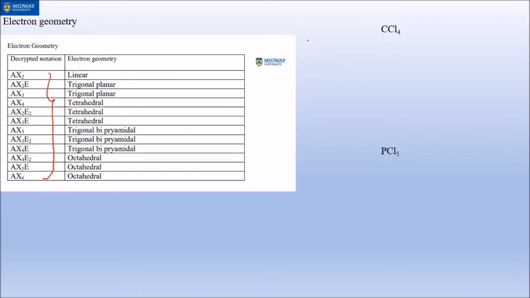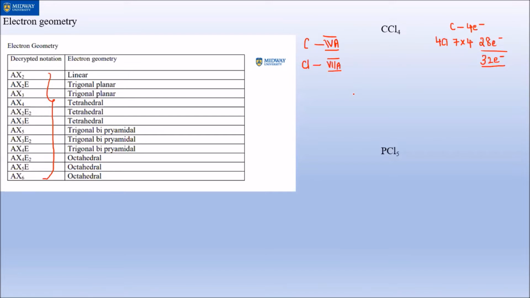As I said, the one thing you just have to know to use is the Roman numeral. Carbon's Roman numeral is 4A, and chlorine's Roman numeral is 7A. What does that mean? Carbon has 4 valence electrons, and each chlorine has 7, but we have 4 chlorines, so it's 7 times 4, which is 28 electrons total. That means the molecule itself contains 32 electrons.